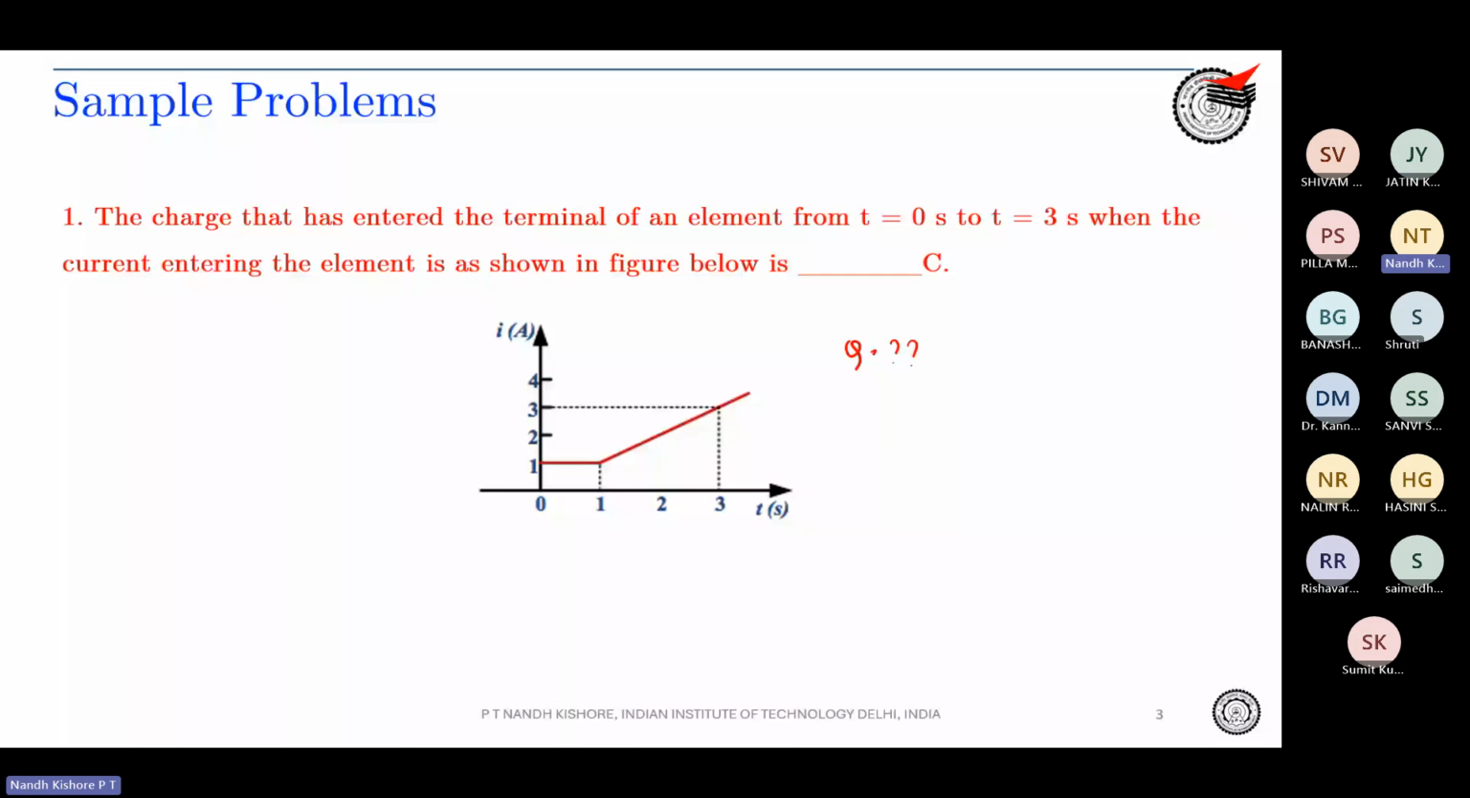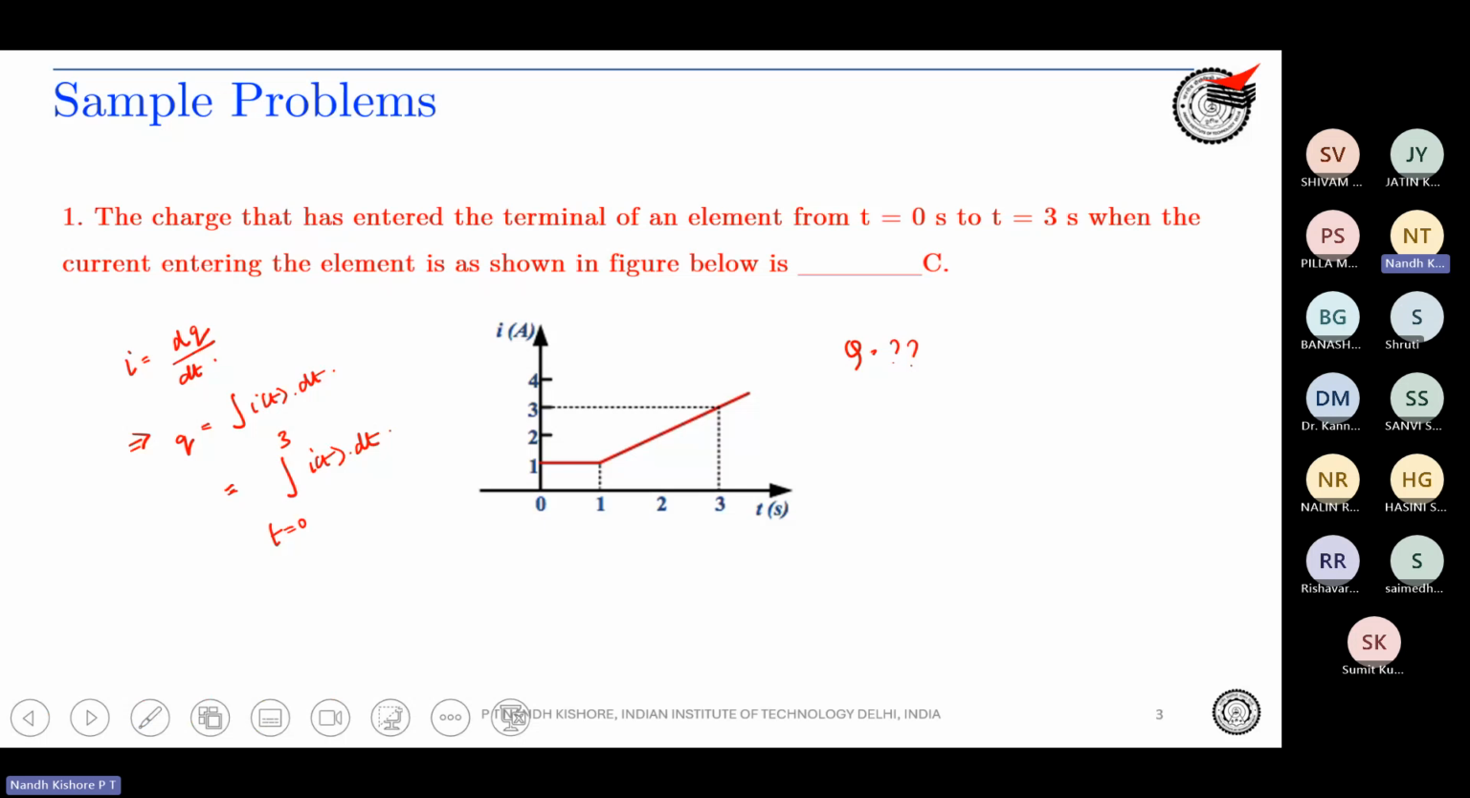I think this is pretty much simple for you guys. You would know that your current I is equal to dq over dt. Therefore, you may write Q to be the integral of I of t dt, right? So over here, your t varies from 0 to 3. And then you have to find out what is the function I of t.